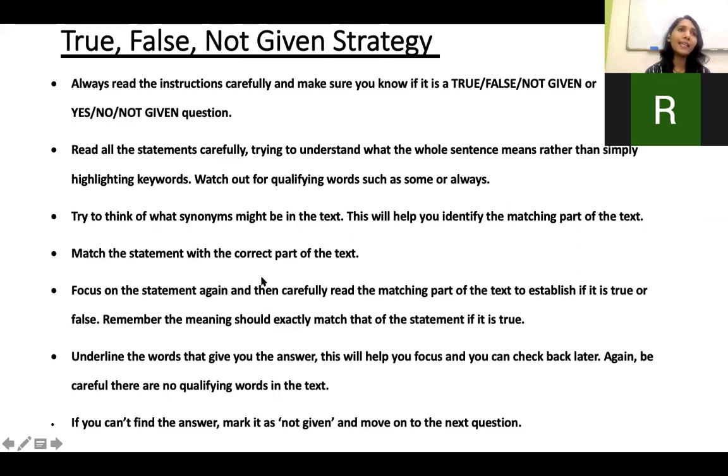Then try and see if the statement is matching to the information in the text itself. Then come back to the statement, focus on it again, and then carefully read the matching part of the text to understand. Underlining is also a very important factor. If you can't find the answer, don't dwell on it, but instead mark not given and move on.